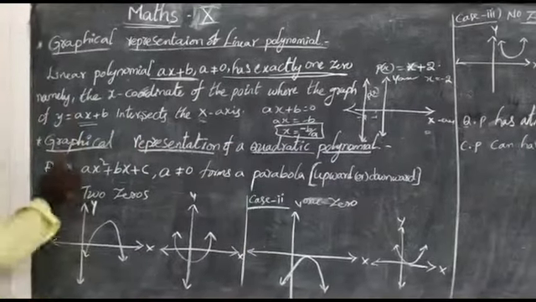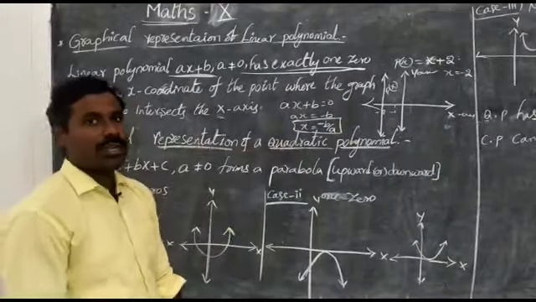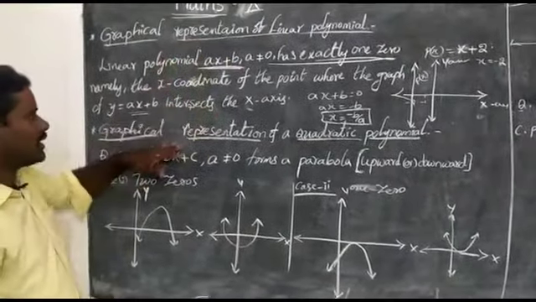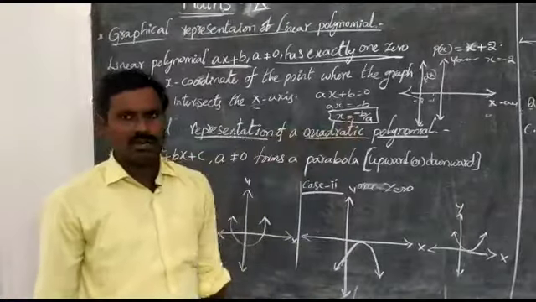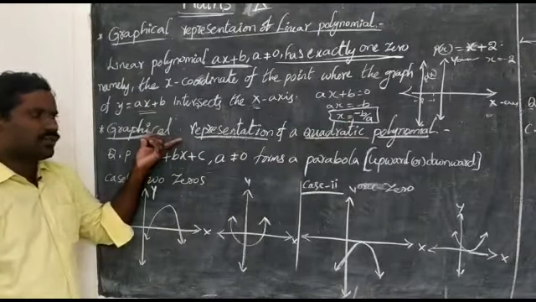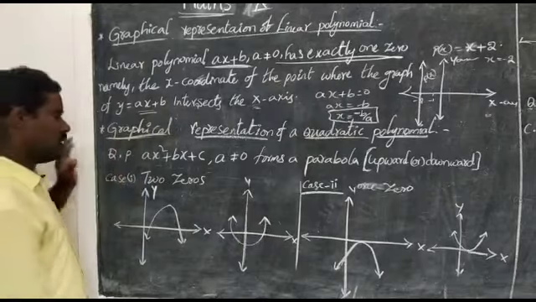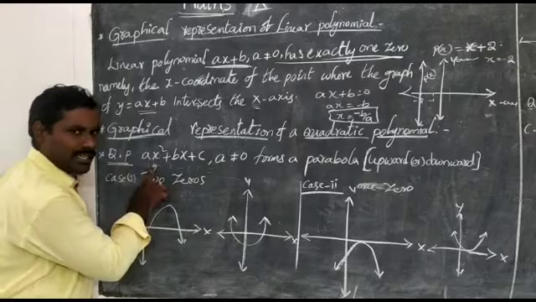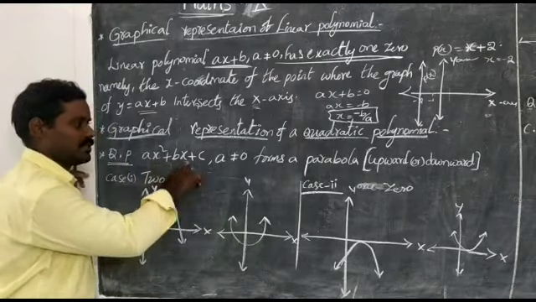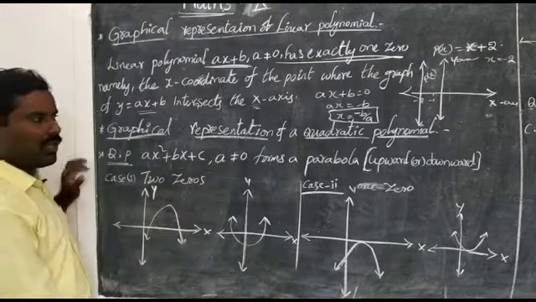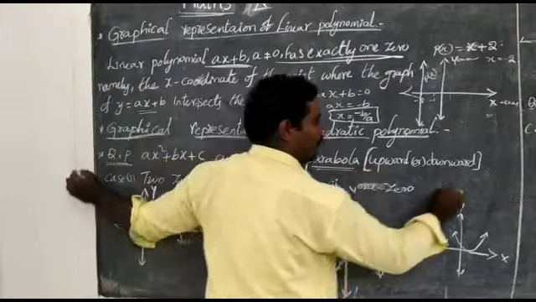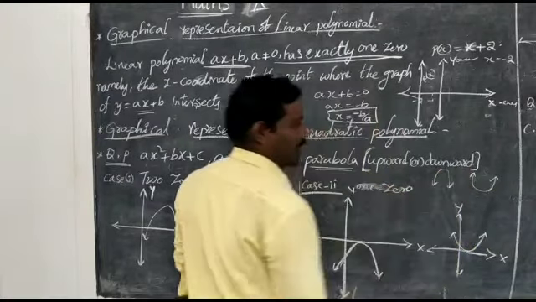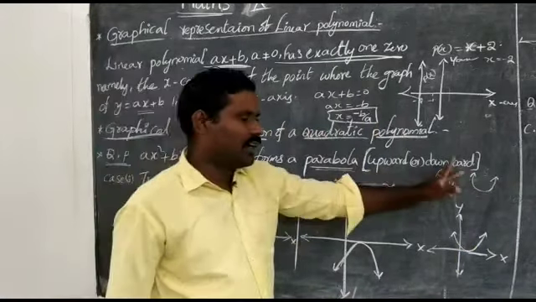Now we are going to the graphical representation of a quadratic polynomial. The linear polynomial we completed in 9th class. Now we are in 10th class. In this we have a 4 marks question also, the graph. Now we can see carefully. A quadratic polynomial ax square plus bx plus c, where a is not equal to 0, forms a parabola. A parabola means like this, either upward or downward.